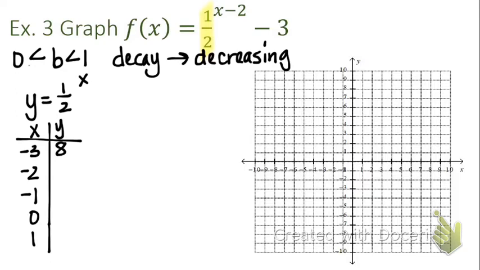And then you take 1/2 to the power of -2. You should get 4. 1/2 to the power of -1 is 2. Is that right? Yes. And 1/2 to the power of 0: anything to the power of 0 is 1. And then 1/2 to the power of 1 is 1/2, or 0.5. I'll put it as a decimal.